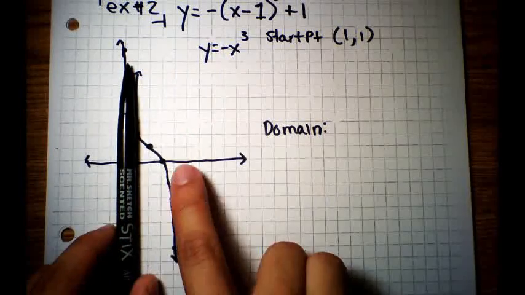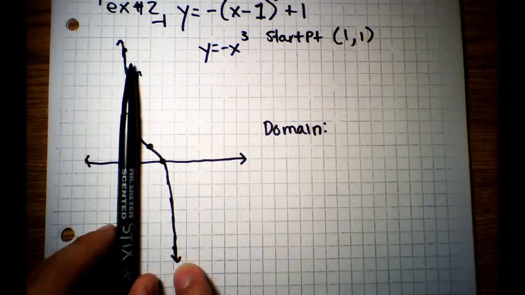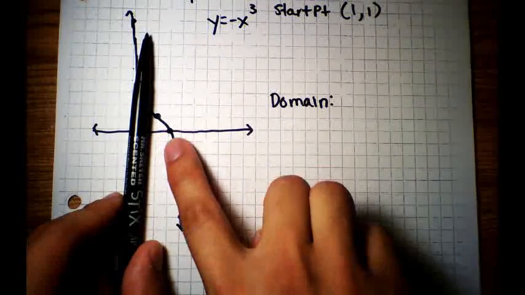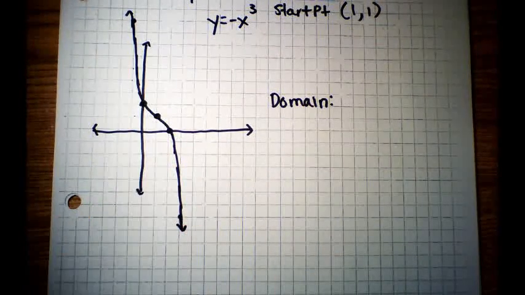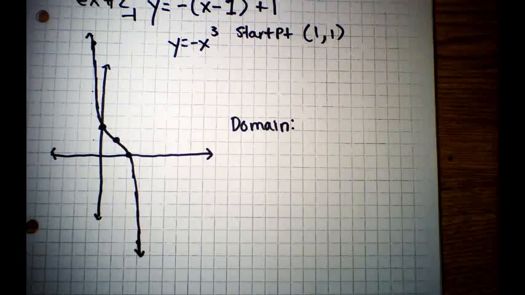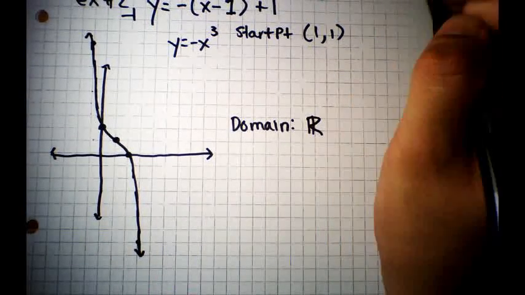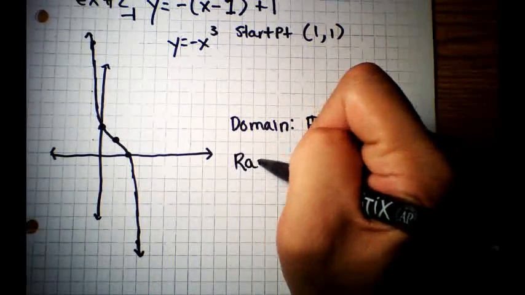It will hit all these x values if we just extend this line forever, which we will not do, of course. Okay, so the domain is going to be all real numbers for x. Okay, it's all real numbers for x.